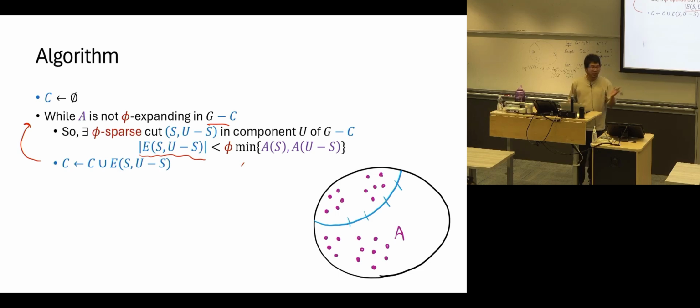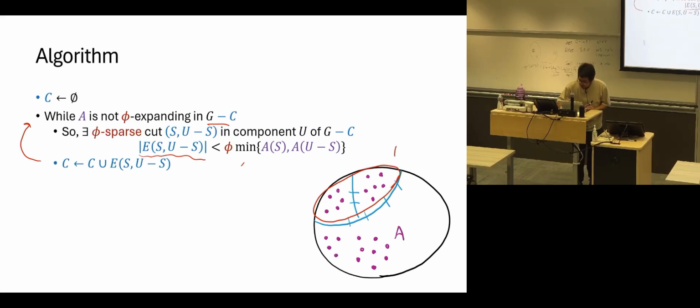It might not be still expanding, so find another cut. So this is like maybe a component U. Now there exists a sparse cut S in U minus S such that this cut here is small compared to A from both sides. So cut it, and you add this to your cut and proceed.